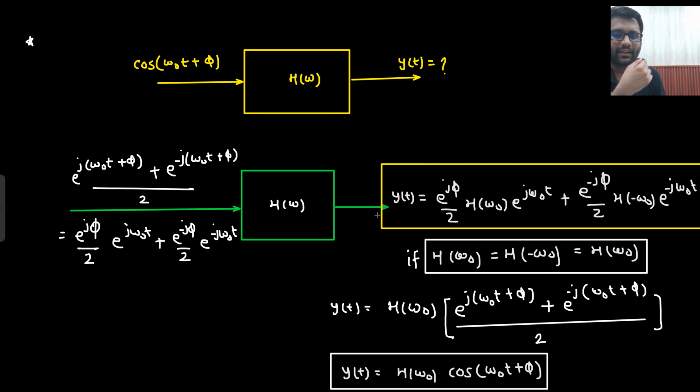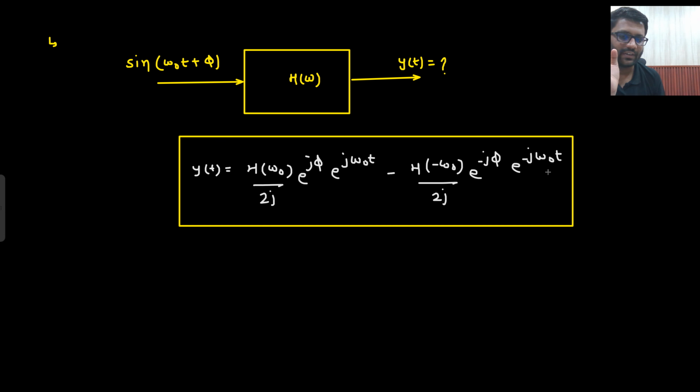Whatever analysis I did here, the same analysis I am doing here, just the extra phase is coming. And if h of omega naught is equal to h of minus omega naught, and I write that down as h of omega naught, then what will be the y of t we will be getting?